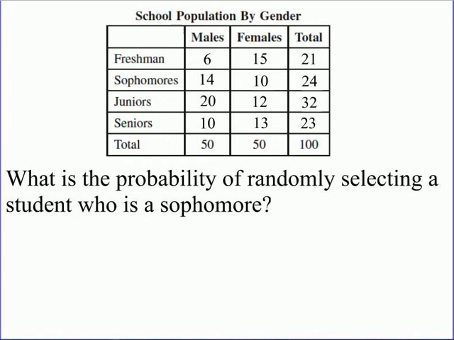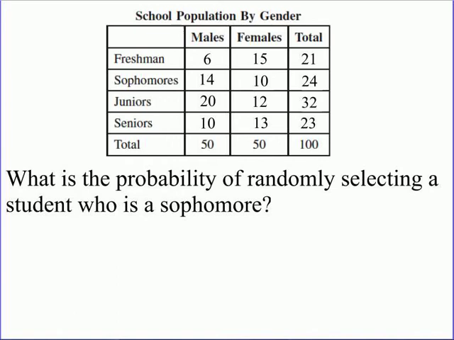What we're going to do is look at a table. If you notice, this table says school population by gender. It has males and females, and it's got the total in each of the classes. And then it's got freshmen, sophomores, juniors, and seniors. And so real quick, you notice that the 100 refers to both males and females together. There are 100 males and females, 50 of each. And then there are 100 total students, freshmen through seniors.